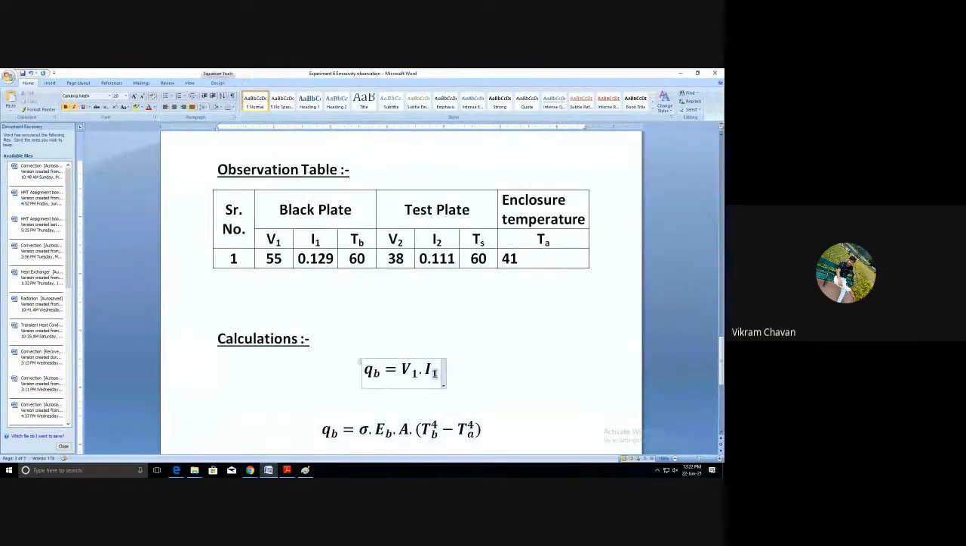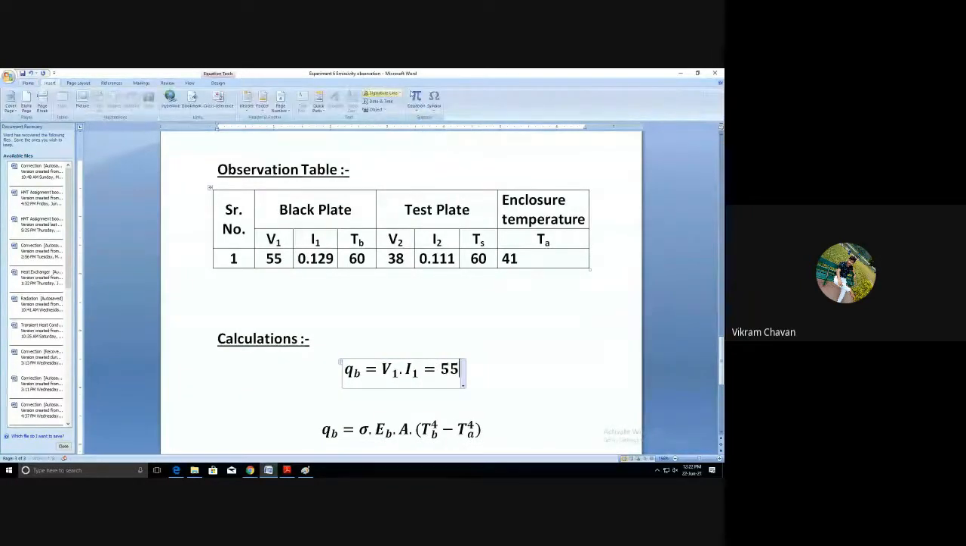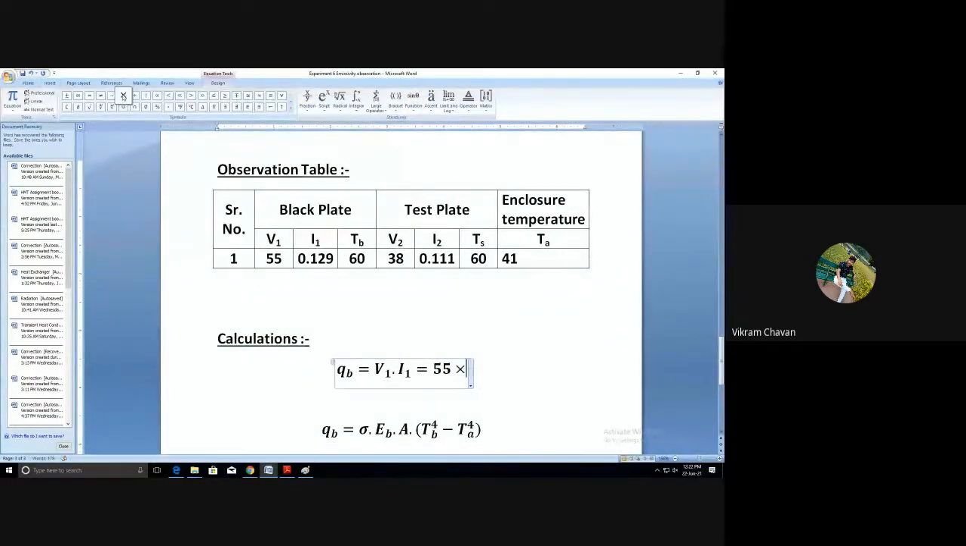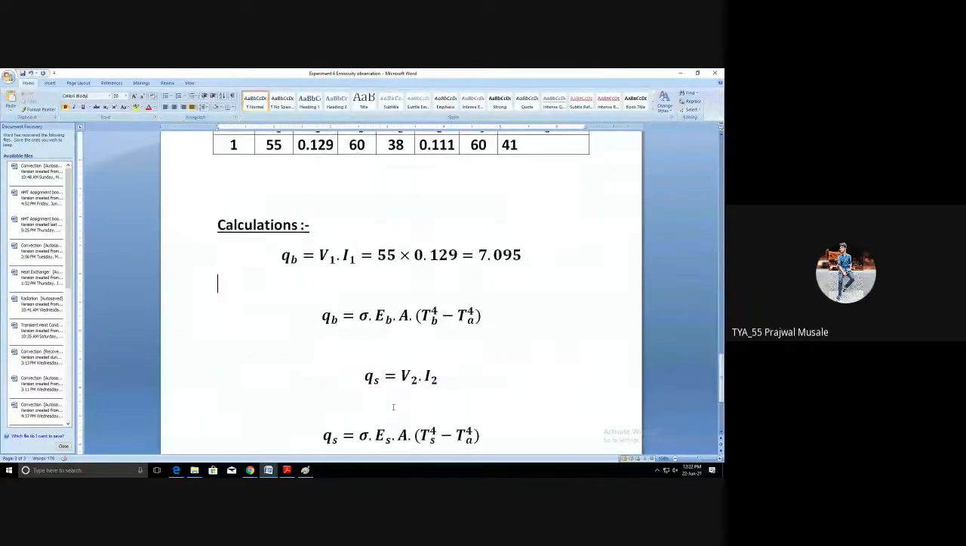First of all, we have to calculate QB. QB is equal to V1 multiplied by I1, 55 multiplied by I1, which is 0.129. Do the calculation and please let me know the QB. Okay, please check. 7.095. Yes, sir.